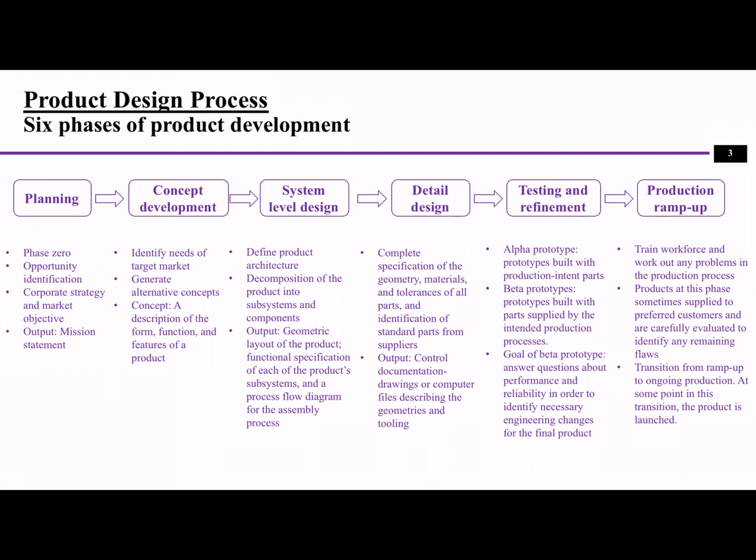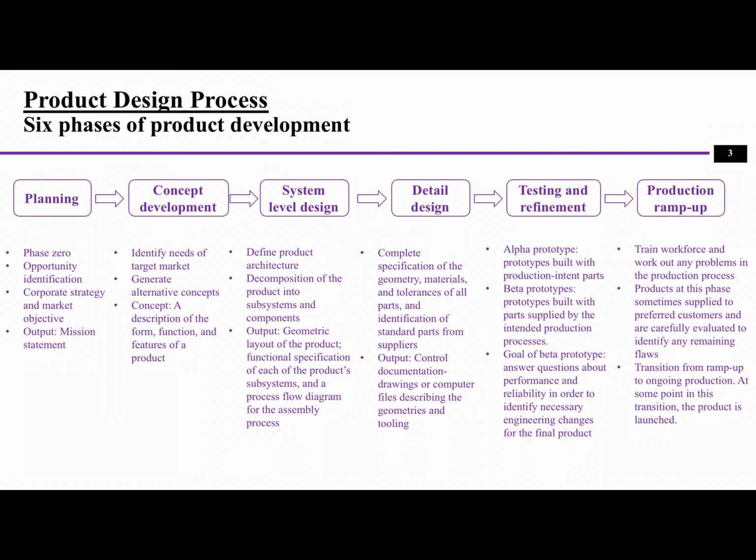There are different types of prototypes. Let me give an introduction to two simple ones. One is the alpha prototype. An alpha prototype is built with production-intended parts. What does that mean? That means those are not from the production processes, right? They are not from the production line. Instead, those products can be made from many other alternative processes, for example 3D printing, as long as I can make the product and demonstrate how it works.